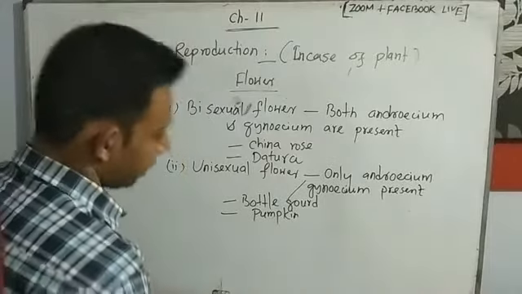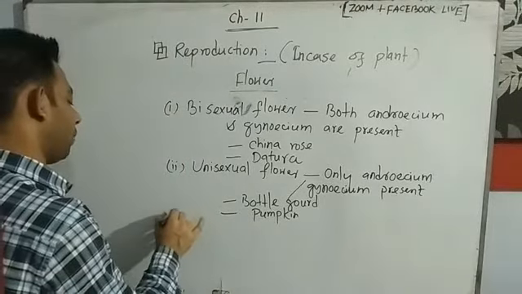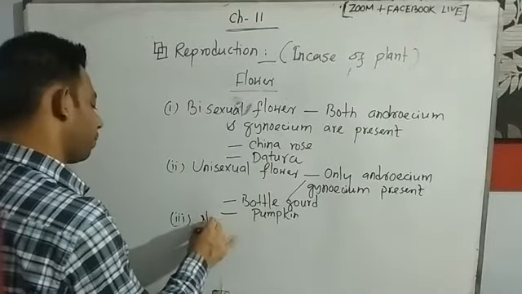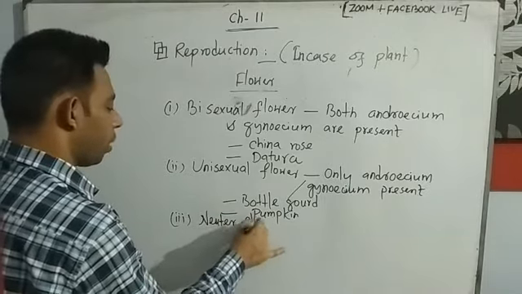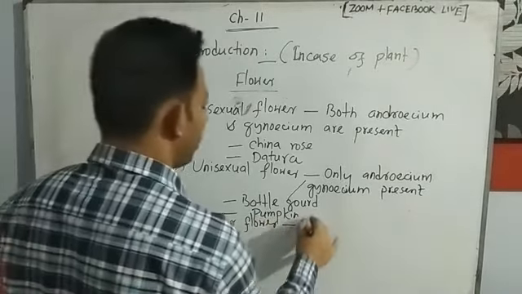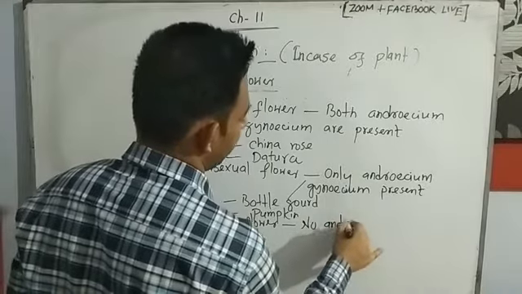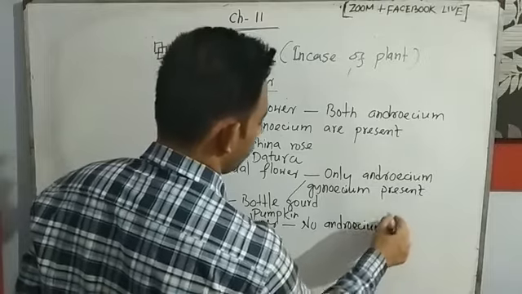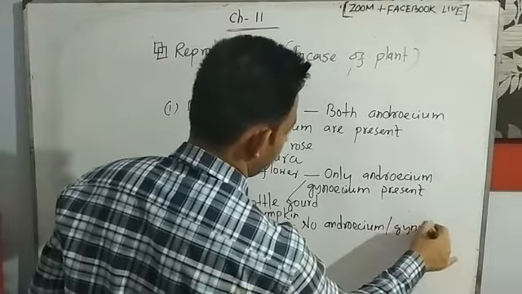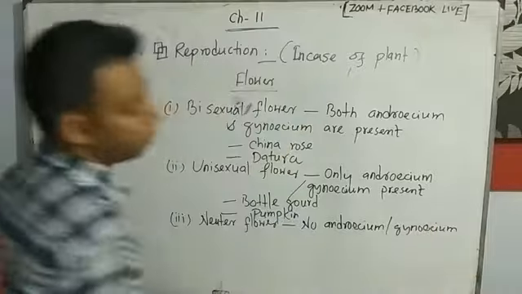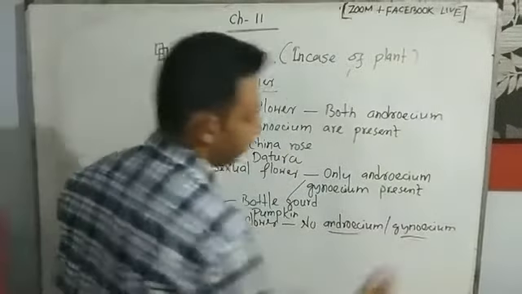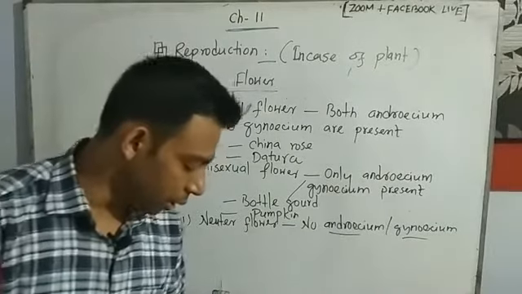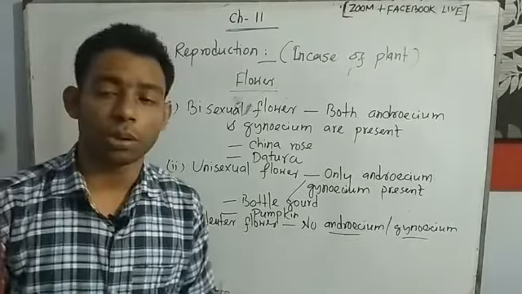And sometimes another category of flower can be found, that is called the neuter flower. It has no androecium or gynoecium. Male part and female part are not present in such a flower, and it is known as the neuter flower. It is very rare, as we can see.